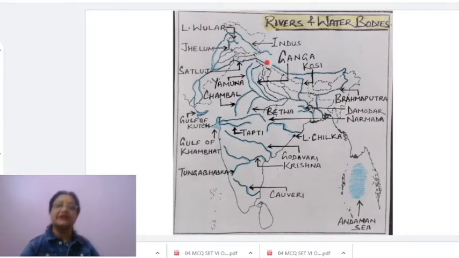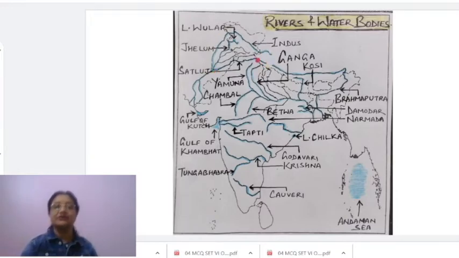Satluj, again, is starting from here. Got it? Now from here, as it continues like this, it moves, and till the point where it is joining the Indus River, till that point you have to mark Satluj. So this is river number 3. So this is all about the Indus River system.